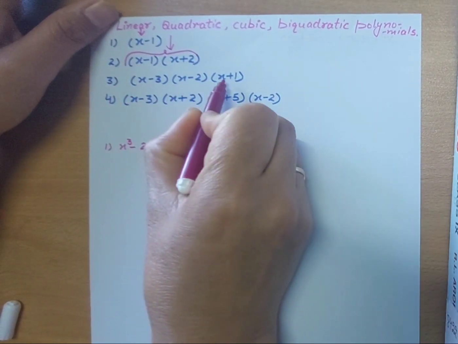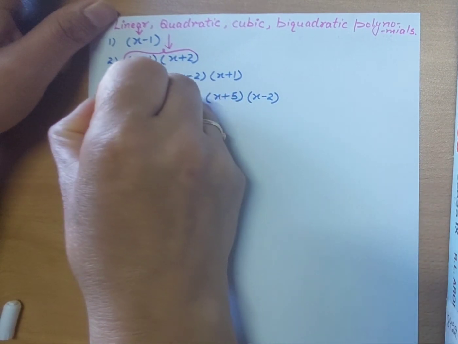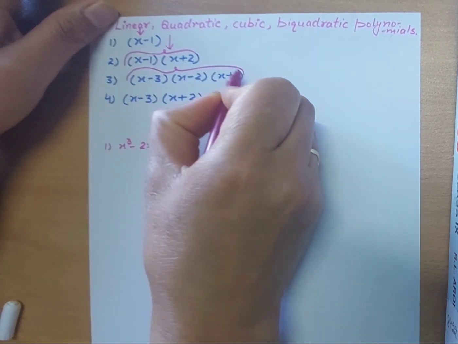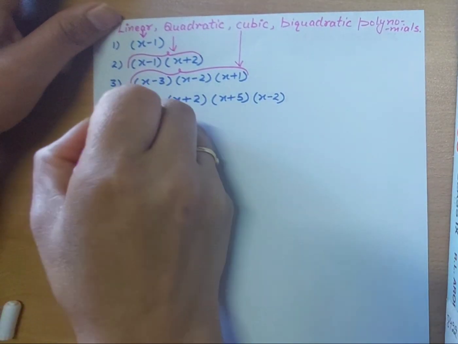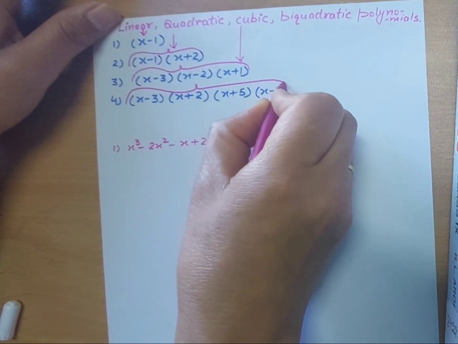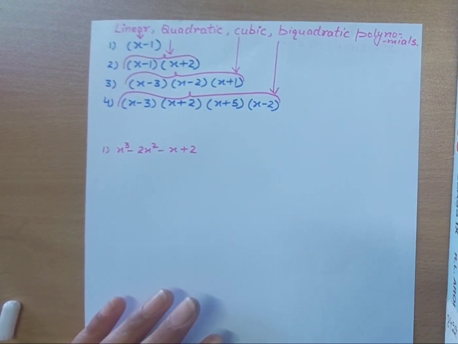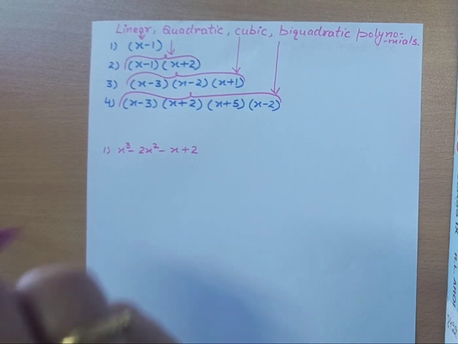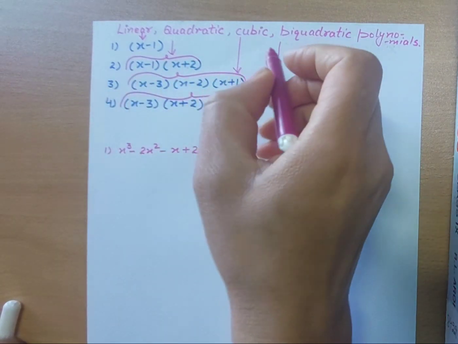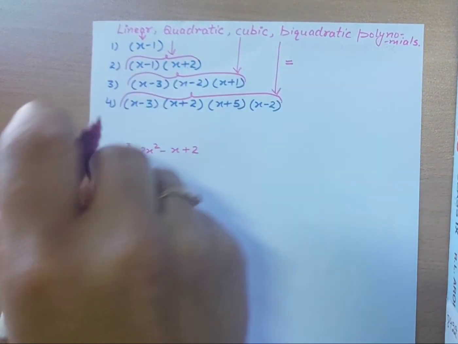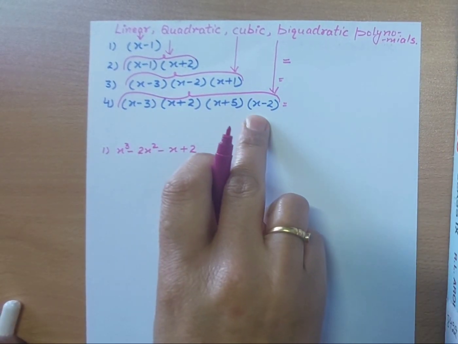Here we have three linear expressions. These two when multiplied will give you quadratic, and these three will give you the cubic one. So you can say this will lead to a cubic expression. Similarly, this will lead to a biquadratic expression or polynomial. You very well know how to multiply these. When you multiply this, you'll get a quadratic expression, here cubic and here biquadratic.